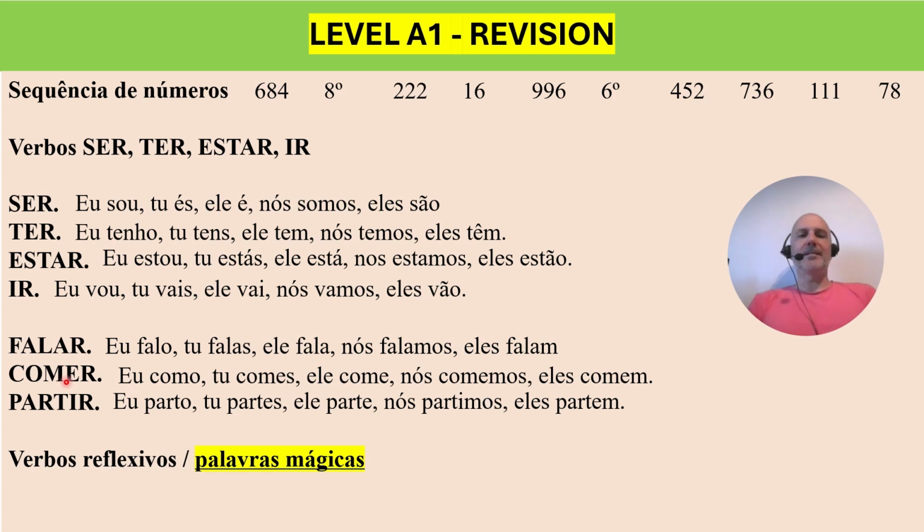So 3 examples of regular verbs. Falar is the example that we have for AR verbs. Comer is the example that we have here for ER verbs. And partir is the example that we have here for IR verbs, okay? So if you don't know how to conjugate these verbs here, you have a problem and you have to stop this A2 course for a second and go back and make sure that you know how to conjugate these verbs, okay?